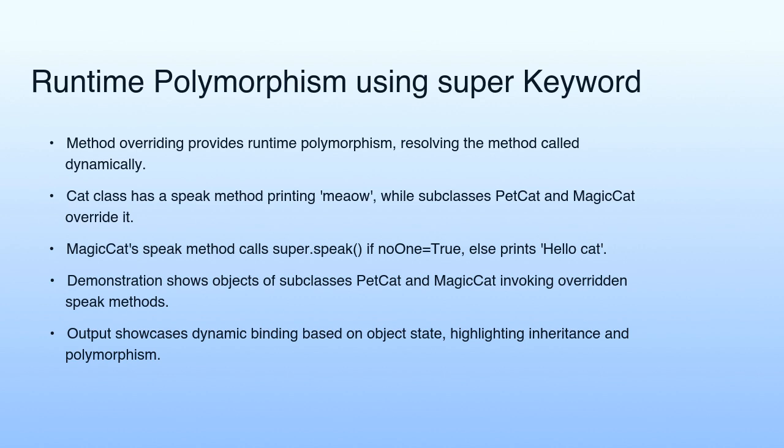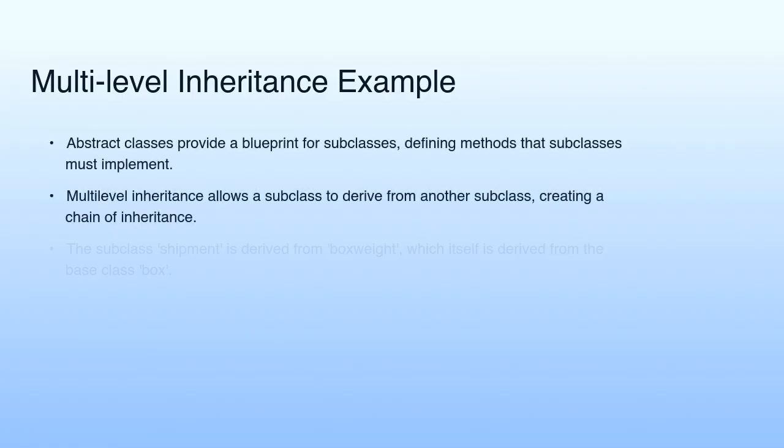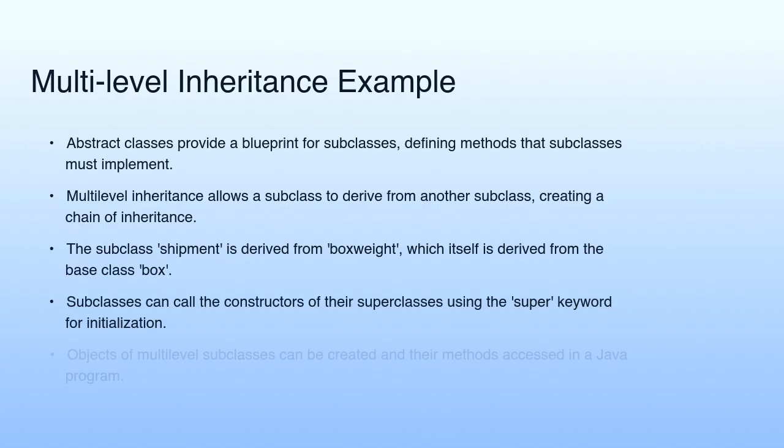the object's state. A multi-level inheritance example is presented, where abstract classes provide a blueprint for subclasses, defining methods that subclasses must implement. The subclass shipment is derived from BoxWeight, which itself is derived from the base class Box. Subclasses can call the constructors of their superclasses using the super keyword for initialization, and objects of multi-level subclasses can be created and their methods accessed.